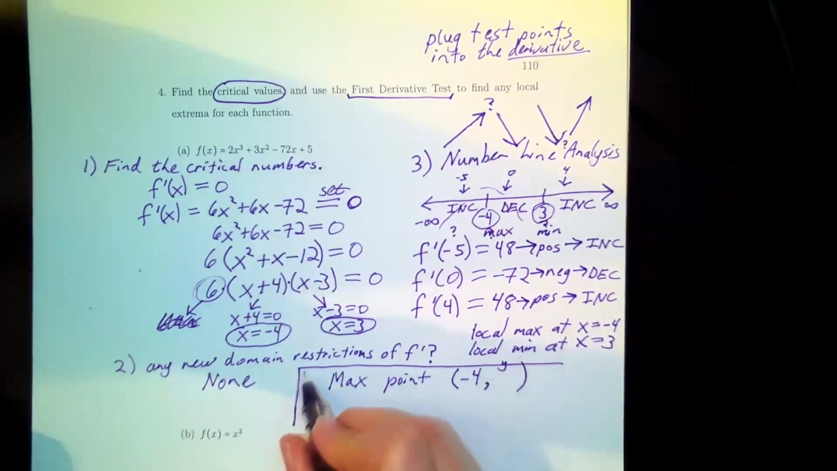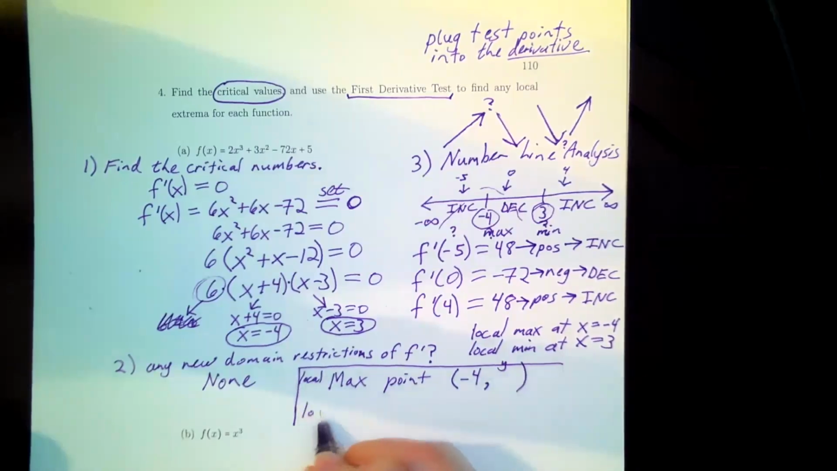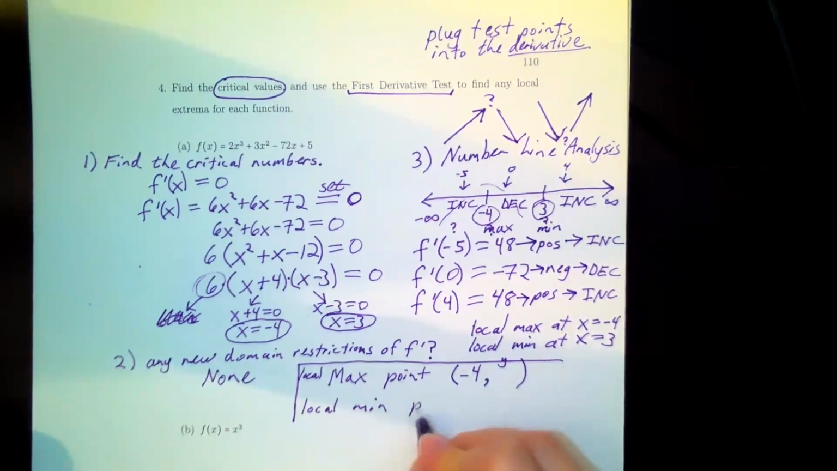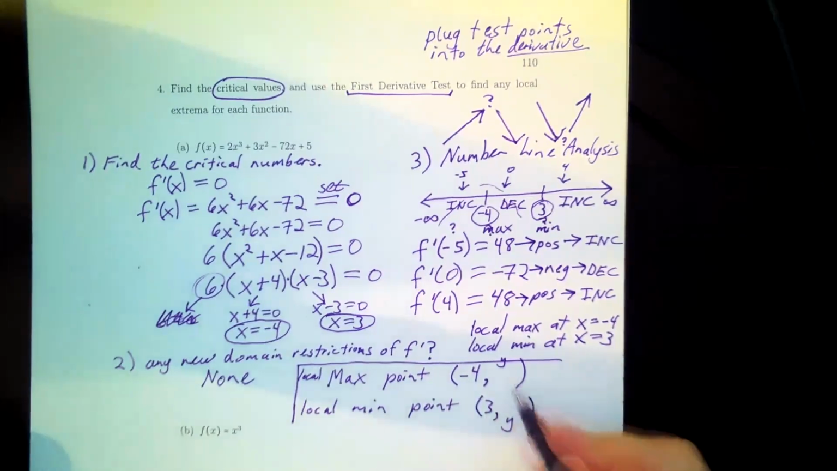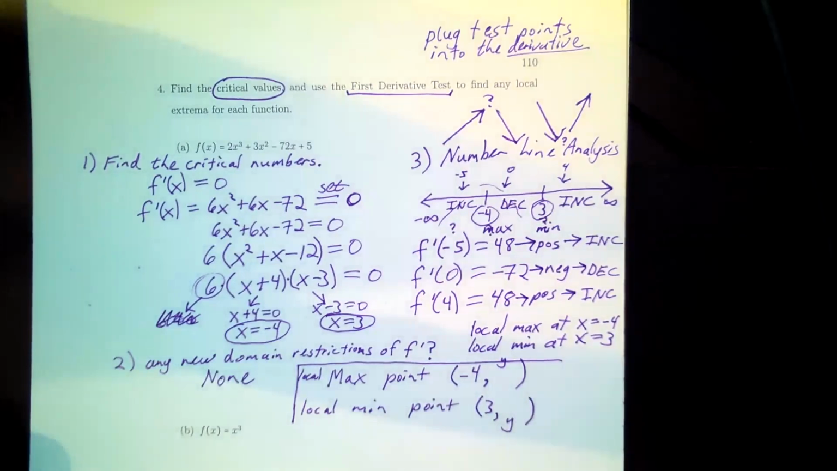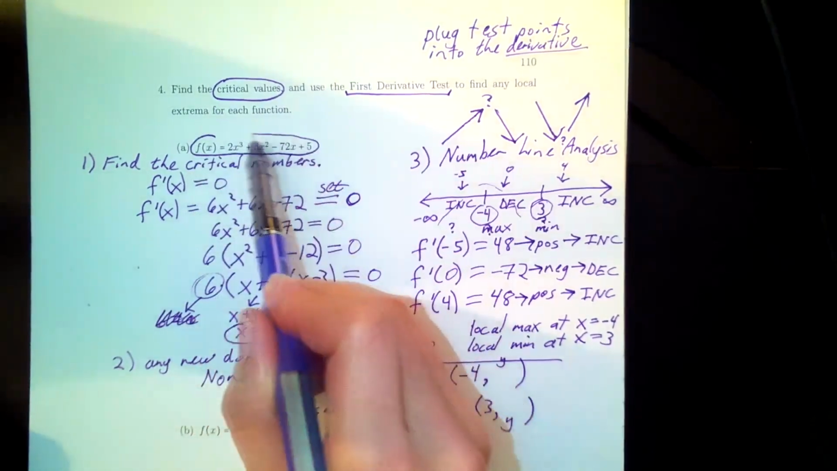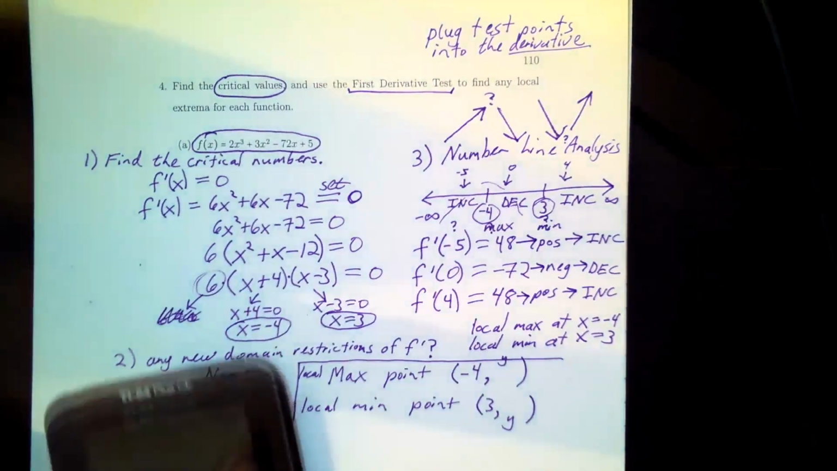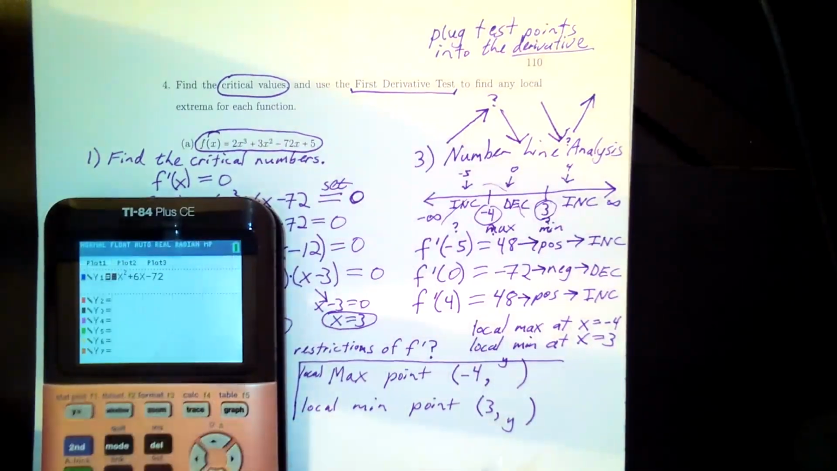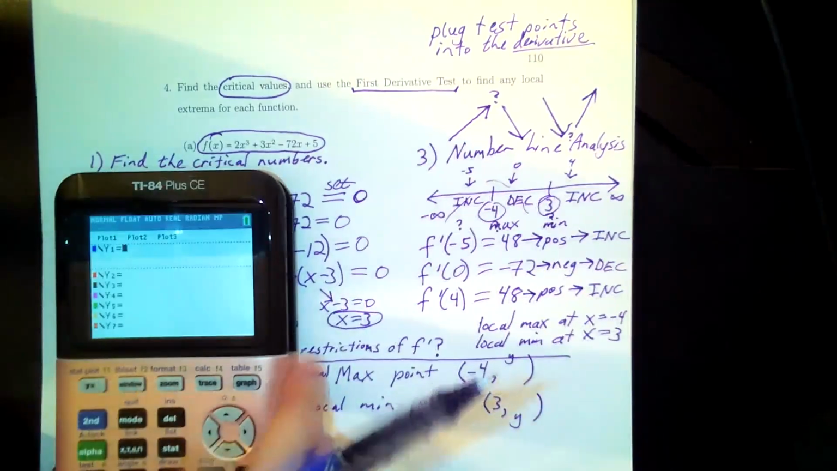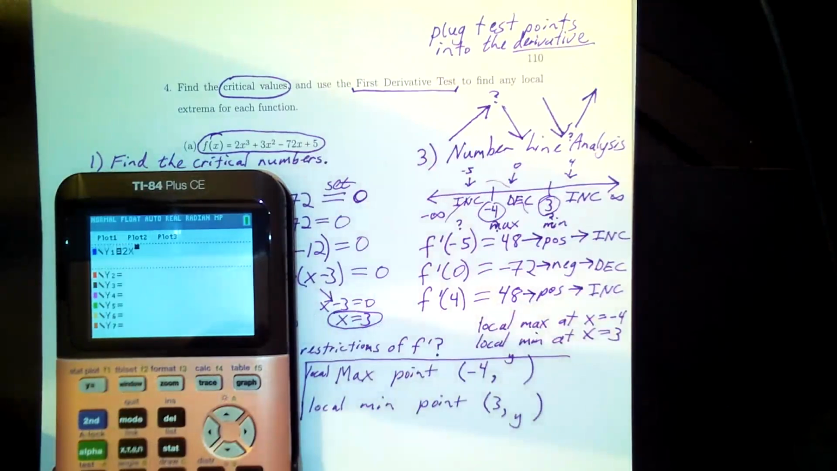And if I have a local min, so preface that, that's local max. If I have a local min, I want to find the point associated with that as well. That's the x value 3 and the y value of question mark. So if I want to find the y values corresponding to those x values, I have to plug these x values into the original function, because the original function is what gives you y values. That's its whole purpose. That's what we've always used it for historically. So in your y equals, you're going to now put in your original function here, 2x cubed plus 3x squared minus 72x plus 5.